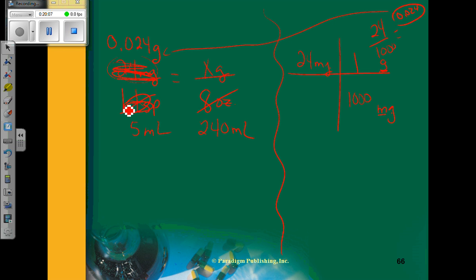So now we're going to cross multiply. X times 5 always goes on the bottom, so it'll be 5x. 0.024 times 240 is going to be 5.76. Then you take your 5.76 and you're going to divide it by your 5, and you should come up with 1.152 grams for number 11.